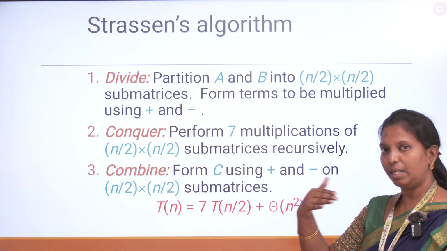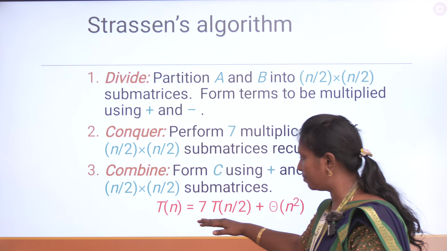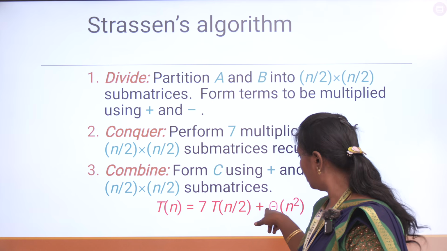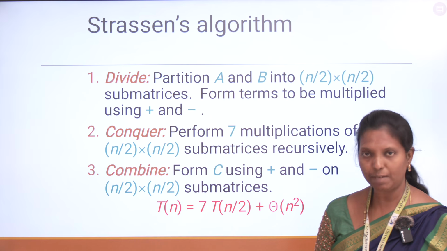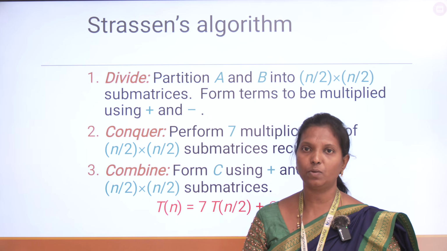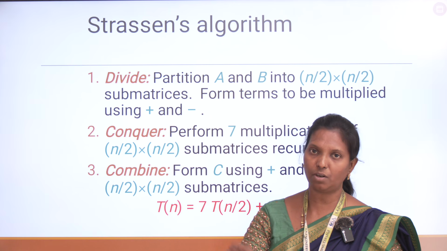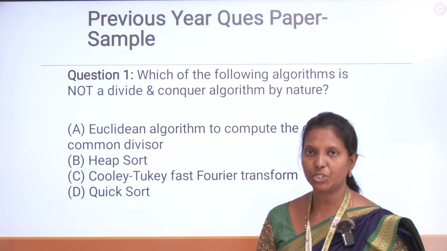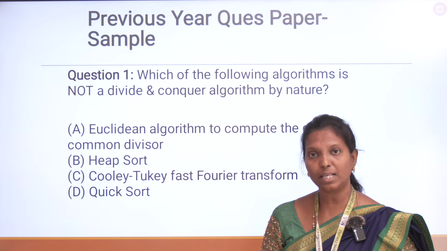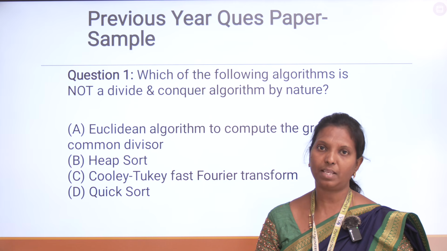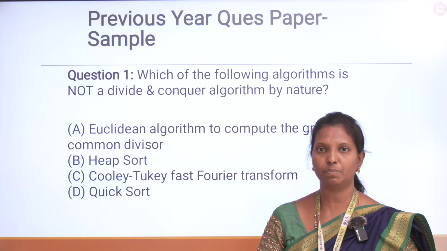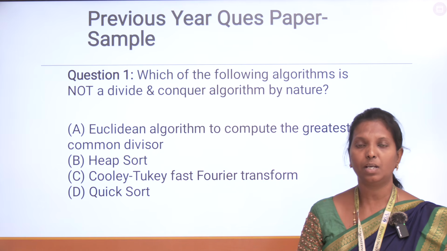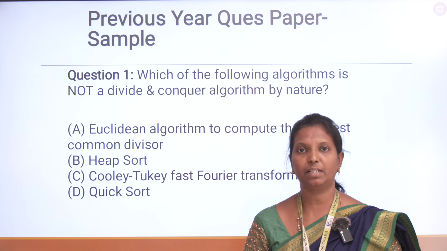After this, we get a small recurrence: T of n equals 7 T of n by 2 plus n square. So the time complexity gradually reduces because of using plus and minus instead of multiplication. We can expect questions on divide and conquer algorithms, with examples such as binary search, merge sort, Strassen multiplication, and even several sorting techniques; heap sort and others will be compared with the divide and conquer methodology.